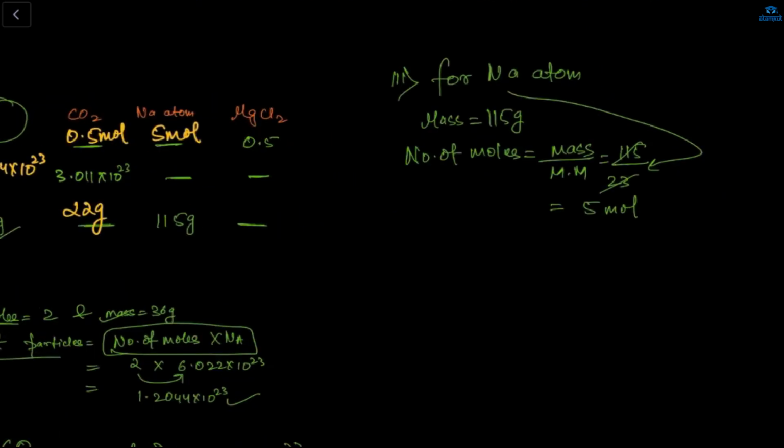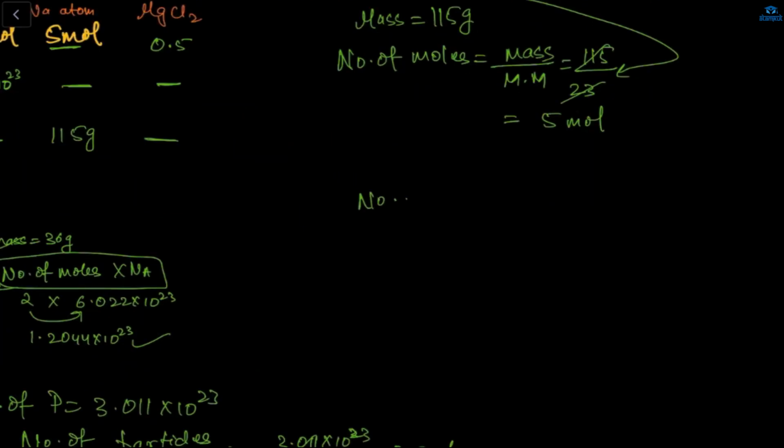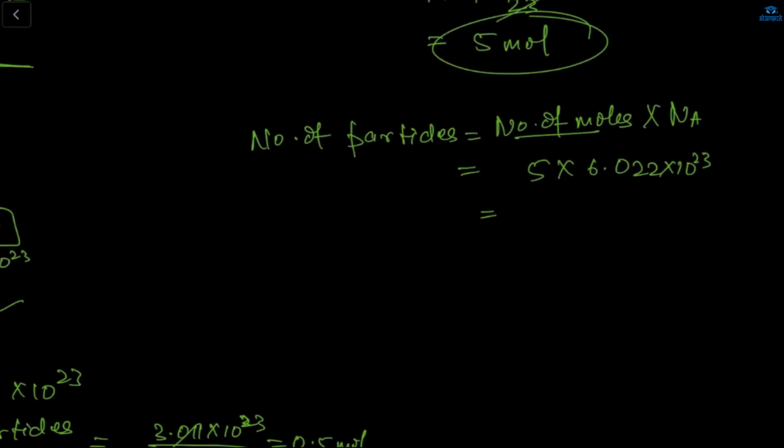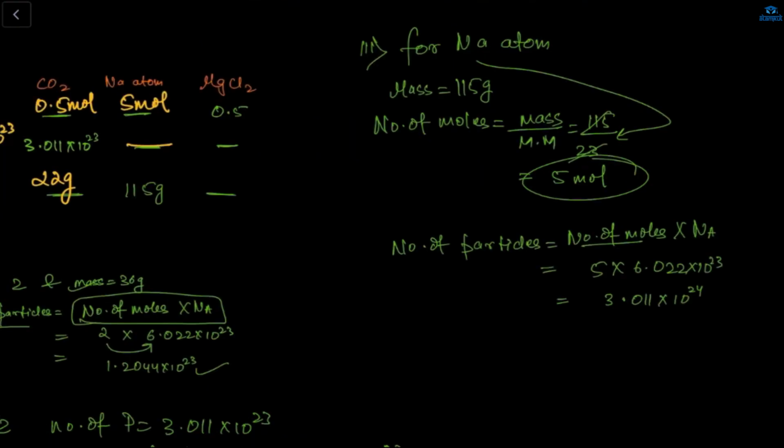Ma'am, 5. And ma'am, in this question, the particle I got a 0.2. Okay, so number of particles. What is the formula of number of particles? Number of moles into Avogadro's constant. And what is the number of moles given? 5. Into Avogadro's constant, 6.022. So it will be how much? 3.011 into 10 to the power 24. Yeah. So this part also we got 3.011 into 10 to the power 24.